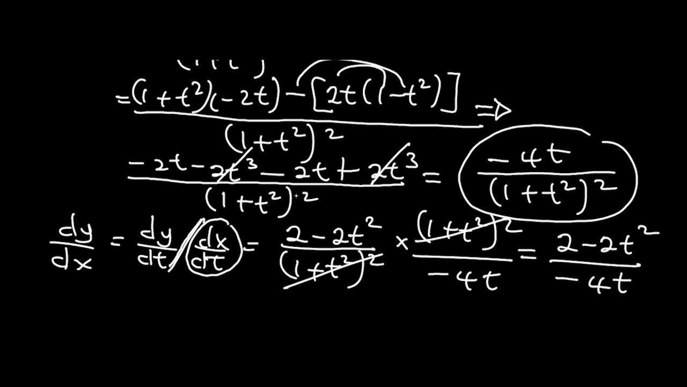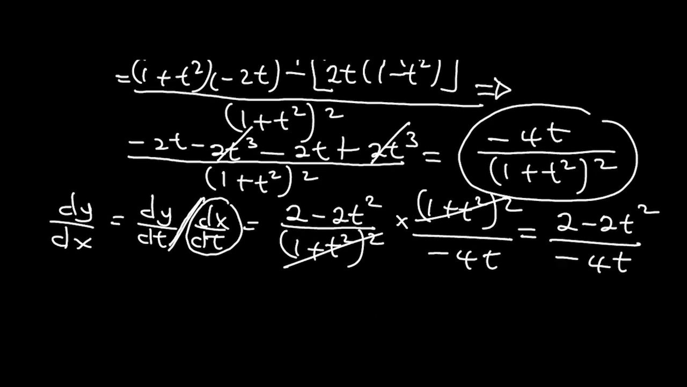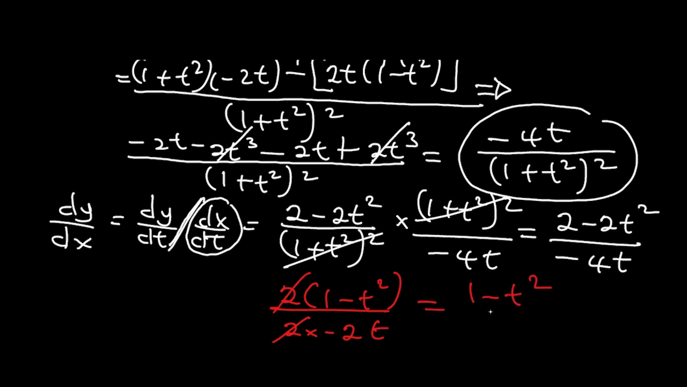What we can just do there is take the 2 outside. In that case, we can factorize 2 over 2 times minus 2t. So this one and this one cancel. Then we have 1 minus t squared over minus 2t. So that's the answer for dy/dx.